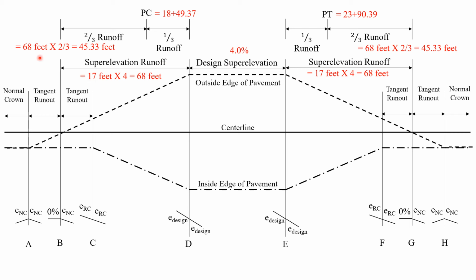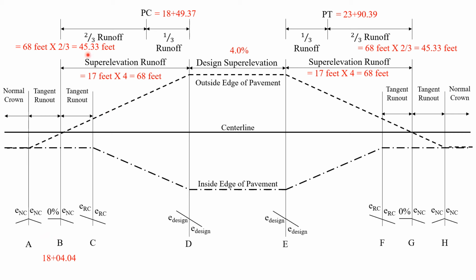Next, with that value, for North Carolina Department of Transportation plans, the standard is to use 2/3, 1/3 runoff. That's what we're showing here on this relative gradient profile as well. So 68 times 2/3 is 45.33 feet. That's going to help us establish that value of adverse crown removed. And then from that, we'll find the other values of our points on our relative gradient profile. A through H is what we're trying to define here.